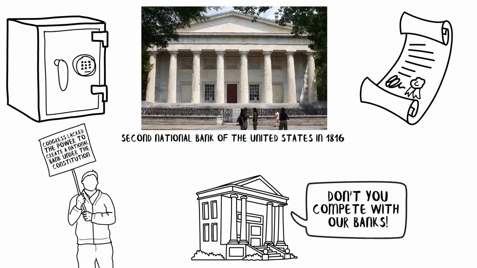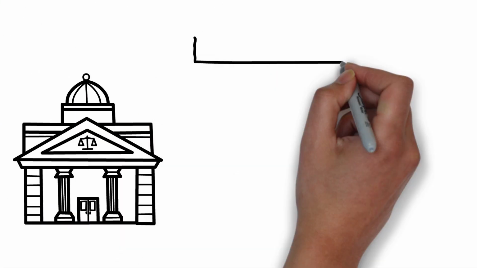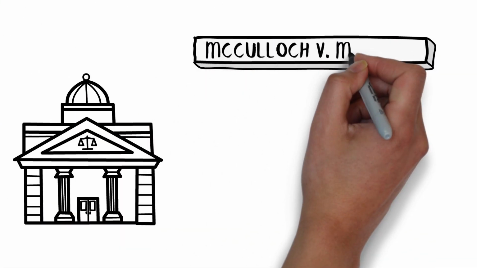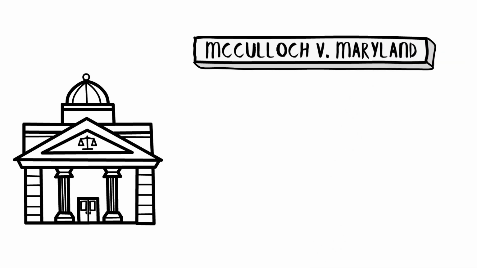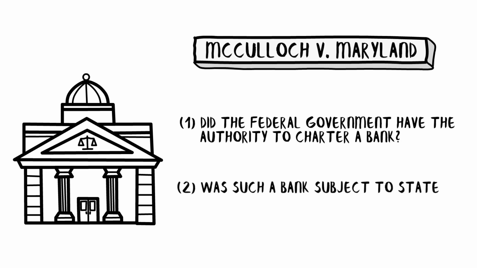Maryland imposed a tax on the national bank, and the matter was settled in a landmark Supreme Court case, McCulloch v. Maryland. There were two questions before the court. 1. Did the federal government have the authority to charter a bank? And 2. Was such a bank subject to state taxes?